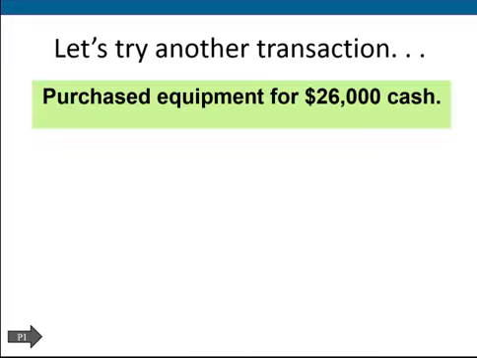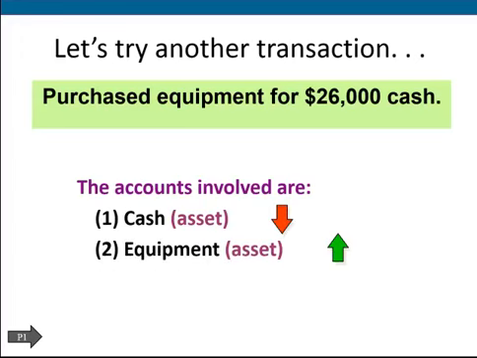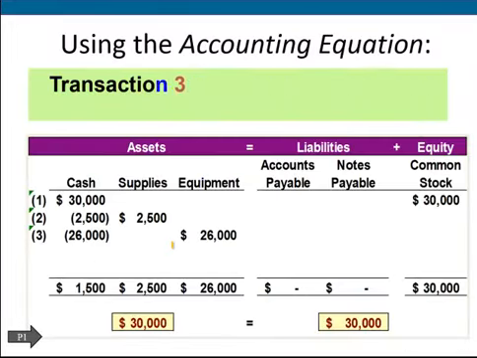This transaction is similar to the last one we recorded. Here we're going to purchase equipment by paying $26,000 cash. Cash was given and equipment was received. The asset account cash will go down because cash is being paid, and equipment will be going up because we received equipment. So cash goes down, equipment goes up, gave cash, got equipment. Both of those are assets.